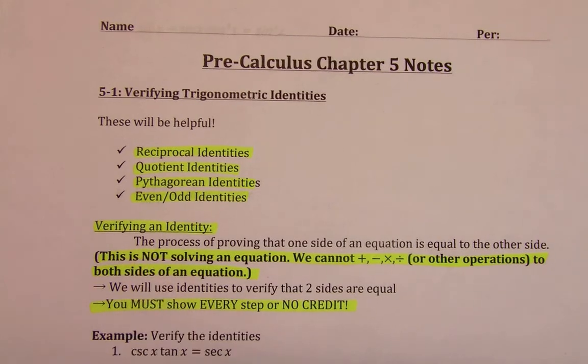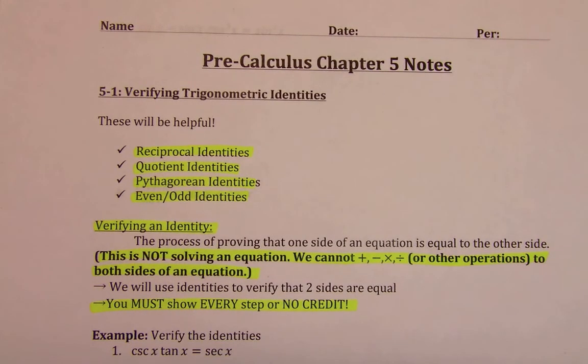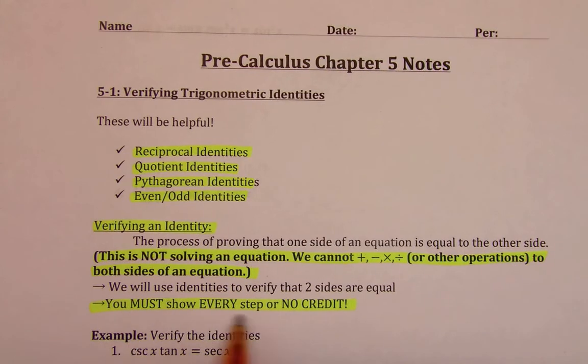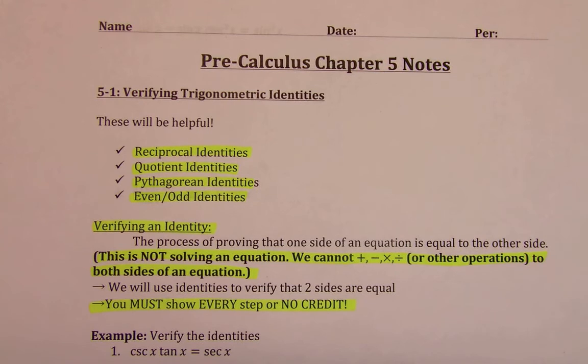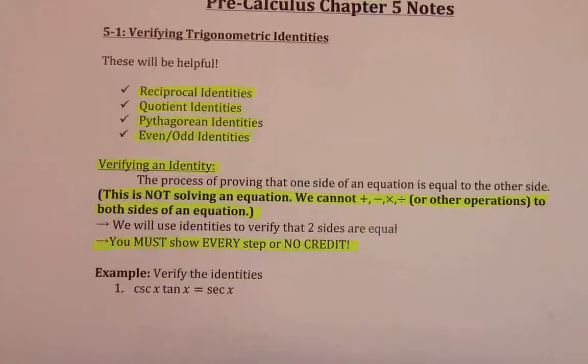Now, verifying an identity is just confirming that it is in fact true. So the only way to get credit for this is to show every single step. There is no single answer at the end. There's no number or anything like that. Your answer is the process you're showing of proving that both sides are in fact equal. So let's look at our first example here.